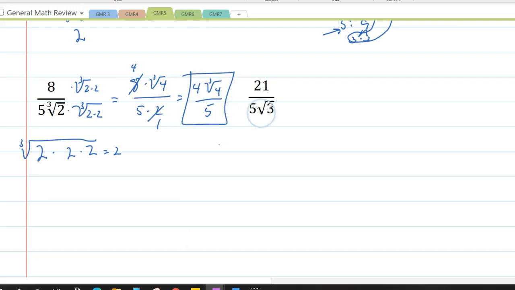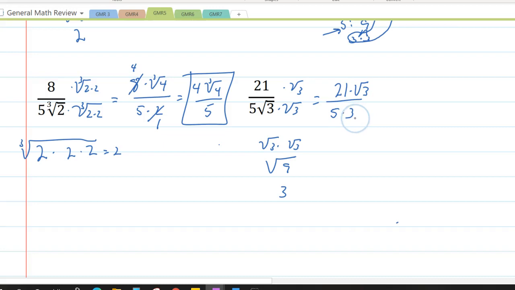The one on the right, I have the square root of 3. Well, square root, how many do you need? You only need 2 of the same thing. So I need to multiply this times another 3. What I do to the bottom, I do to the top, times 3. Well, the square root of 3 times the square root of 3 is the square root of 9. The square root of 9 is simply 3. So on the bottom, I have 5 times 3. On the top, I have 21 times the square root of 3.